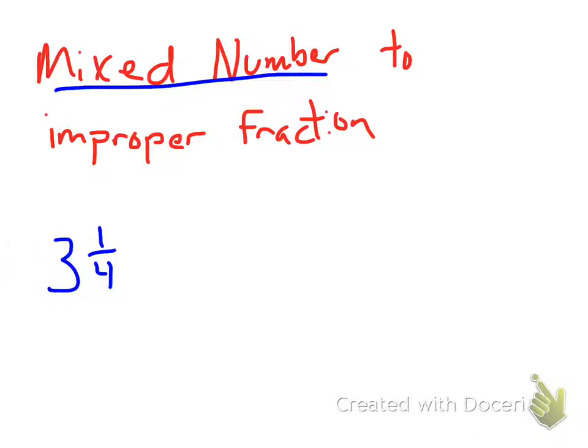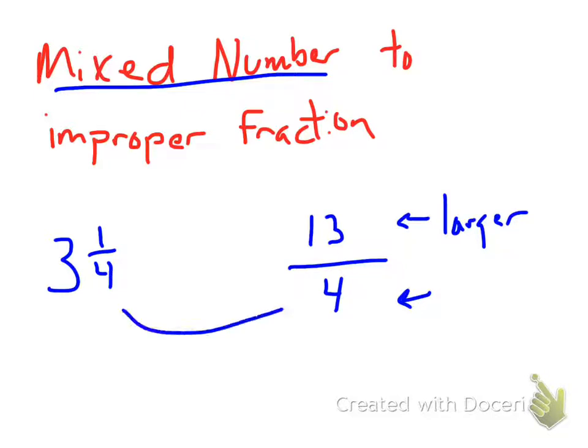An improper fraction means that when we have our fraction, the numerator, which is on top, is going to be larger than the denominator. So 13/4 would be an improper fraction, and these are actually equal to each other. So how do I switch from 3 and 1/4 to 13/4?